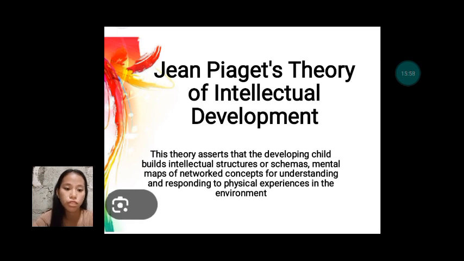Piaget proposed that intelligence grows and develops through a series of stages. Older children do not just think more quickly than younger children. Instead, there are both qualitative and quantitative differences between the thinking of young children versus older children.